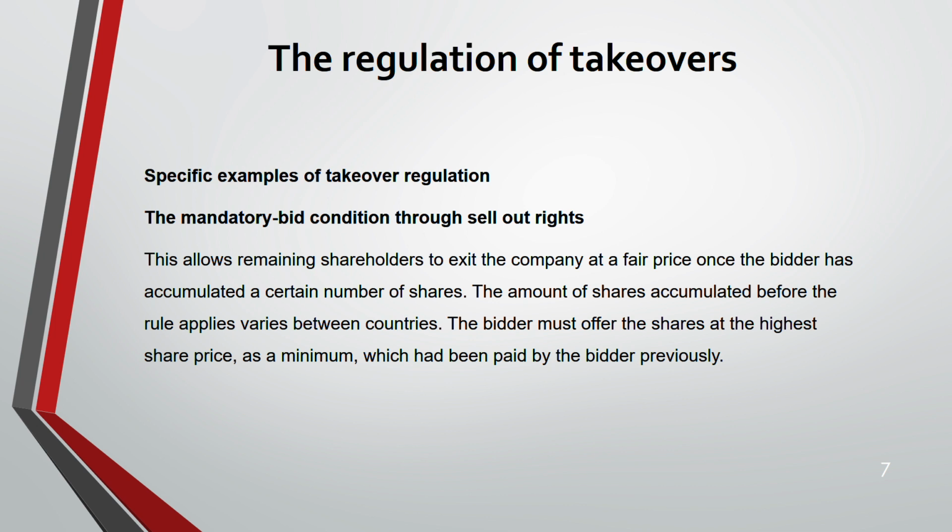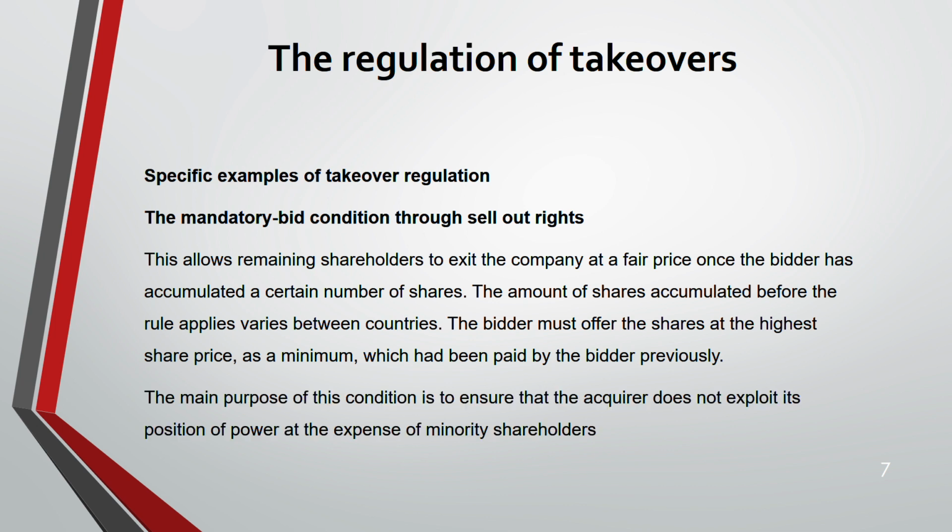So the bidder must offer the shares at the highest share price as a minimum, which had been paid by the bidder previously. Basically there will be no numerical questions, no calculation question on this, only write it. Now, the objective is what? So that the acquirer does not exploit his position of power at the expense of minority shareholders. You understand? Even the minority shareholders are exiting the company, but they're getting a fair price.